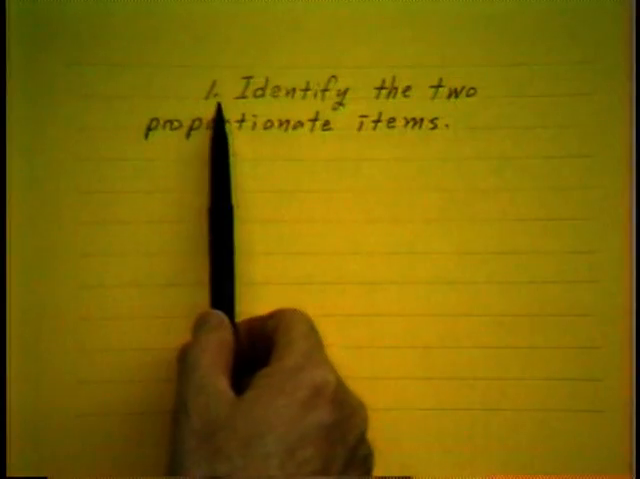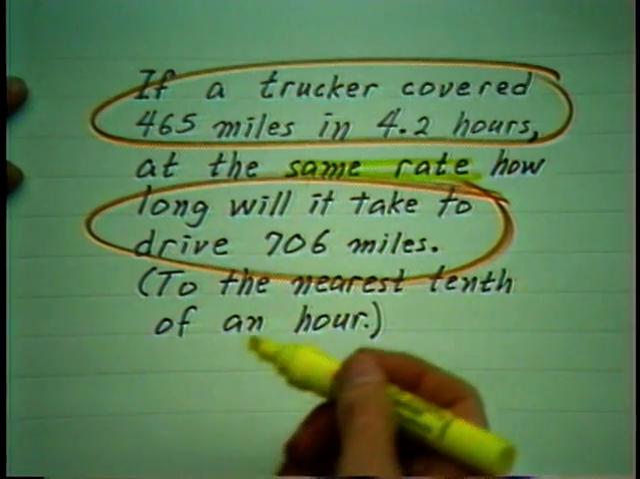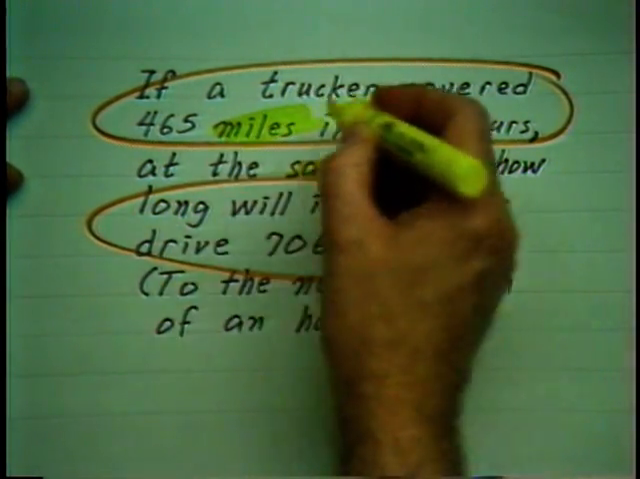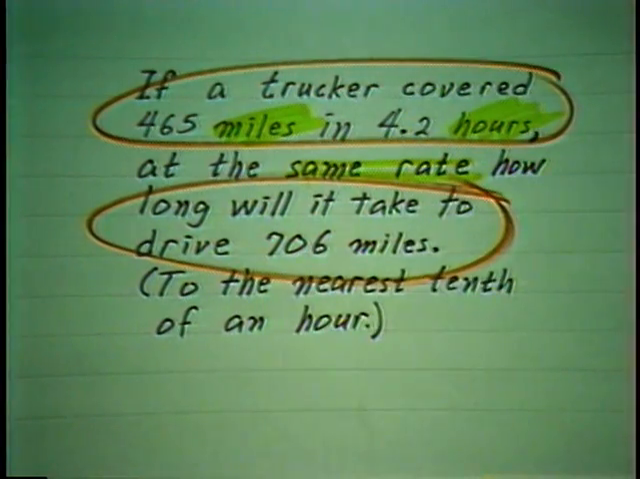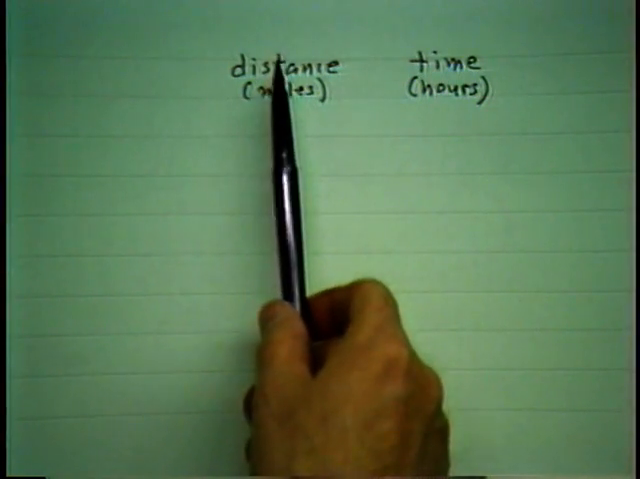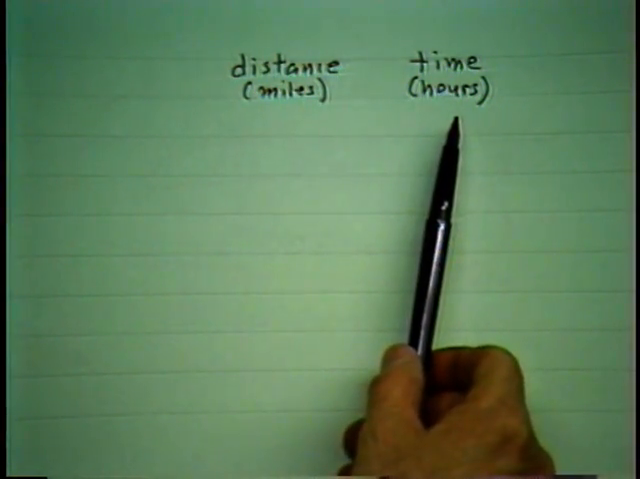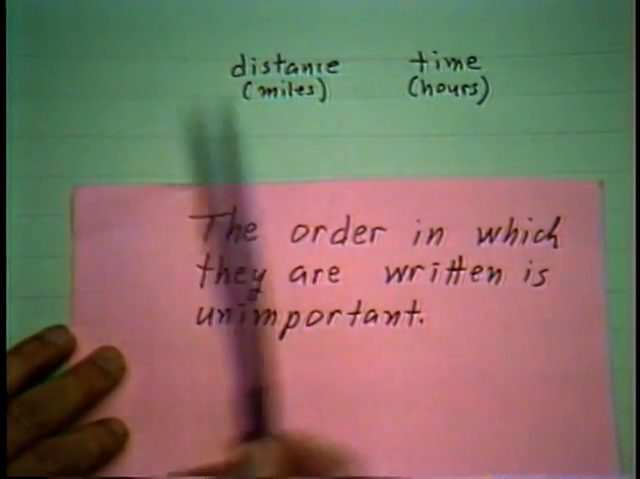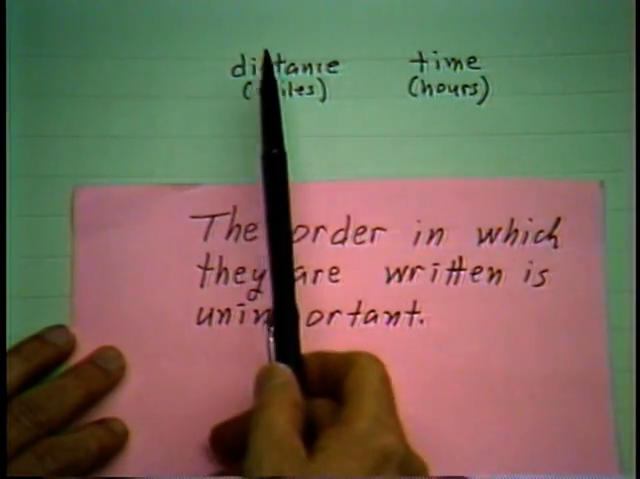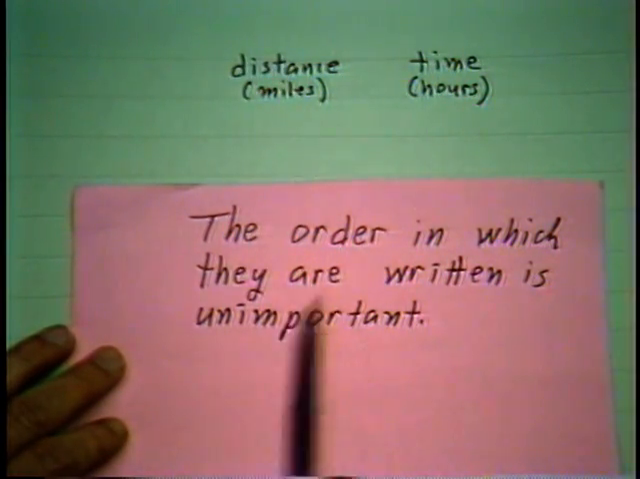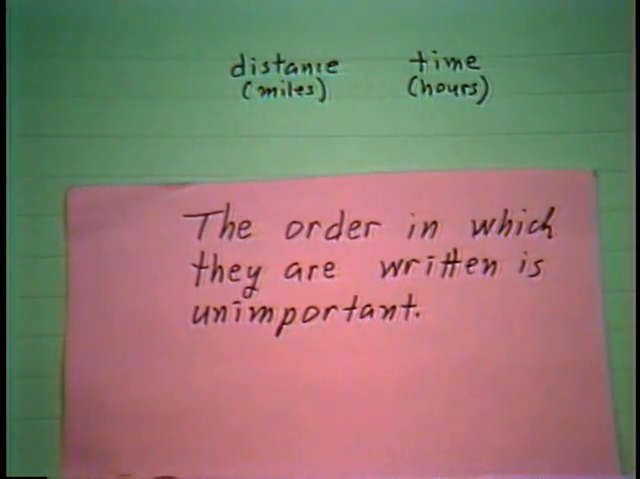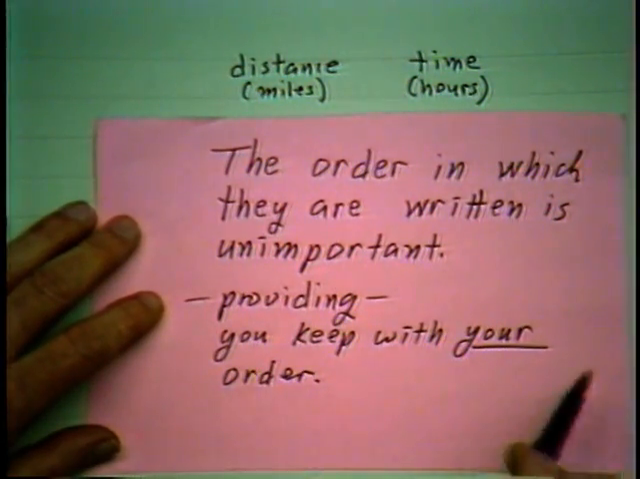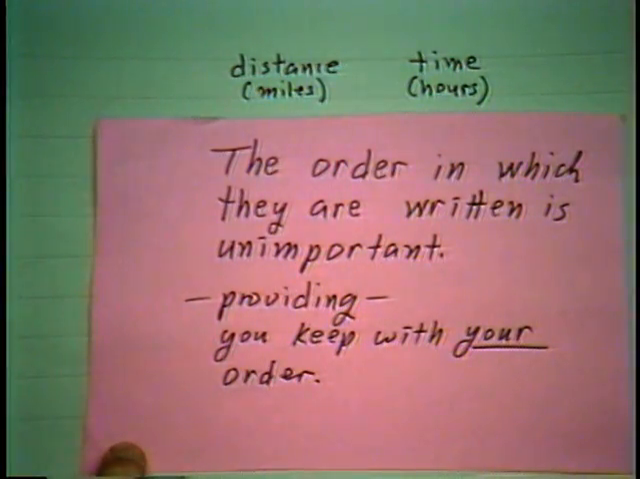Now let's translate those problems to mathematics. The first thing you'll do is to identify the 2 proportionate items. In the trucker problem, the 2 items were distance and time in hours. Let's note that on a scratch paper. We're dealing in distance in miles and time in hours. Now please note this. The order that you write those 2 items is unimportant. You can write this one first, this one second. You can write one up, one down. The order is totally unimportant, providing you keep with that order within the problem.